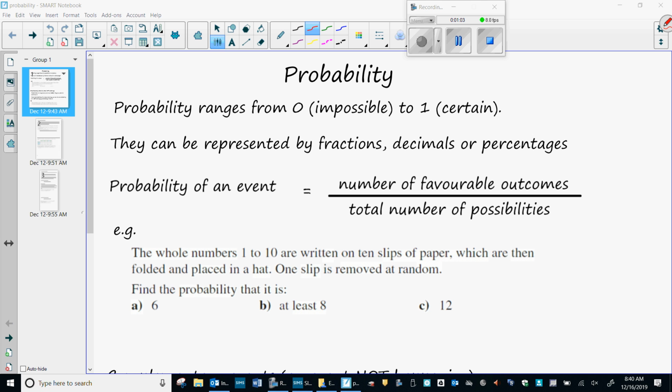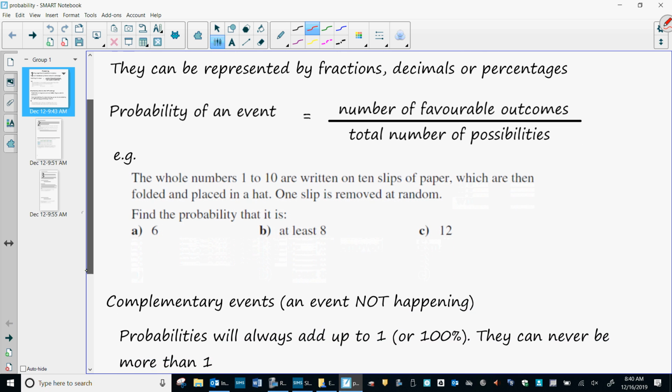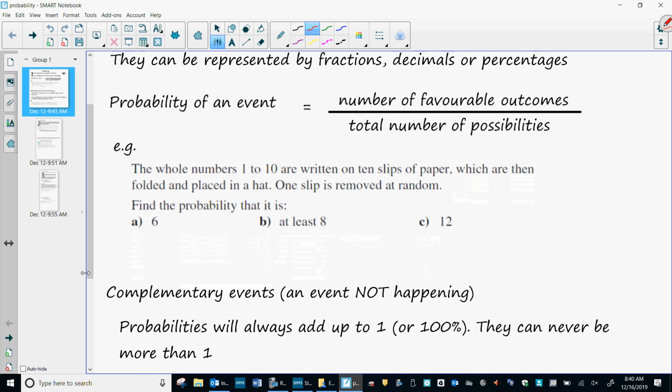Probability of an event is the number of favourable outcomes divided by the number of possibilities. So, how many times has something happened that you're interested in, over the number of possibilities that there were. The whole numbers 1 to 10 are written on 10 slips of paper, which are then folded and placed in a hat. One slip is removed at random. Find the probability it is a 6. What would the probability be?